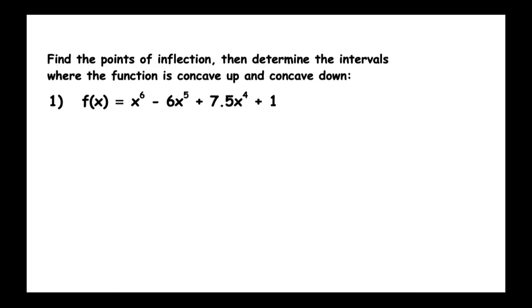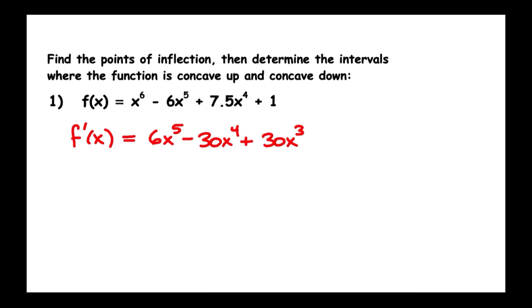Numero uno. It says find the points of inflection, then determine the intervals where the function is either concave up or concave down. So first things first, a point of inflection means I need to take 2 derivatives. So I'll do this first derivative in red. That's going to be 6x to the 5th minus 30x to the 4th plus, 7.5 times 4, that's going to be 30 again, x to the 3rd. And of course, the derivative of 1 is 0.